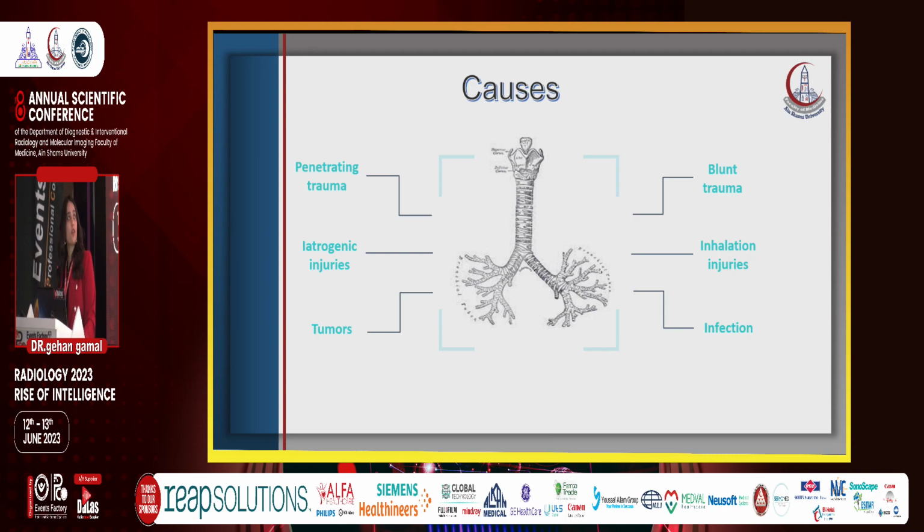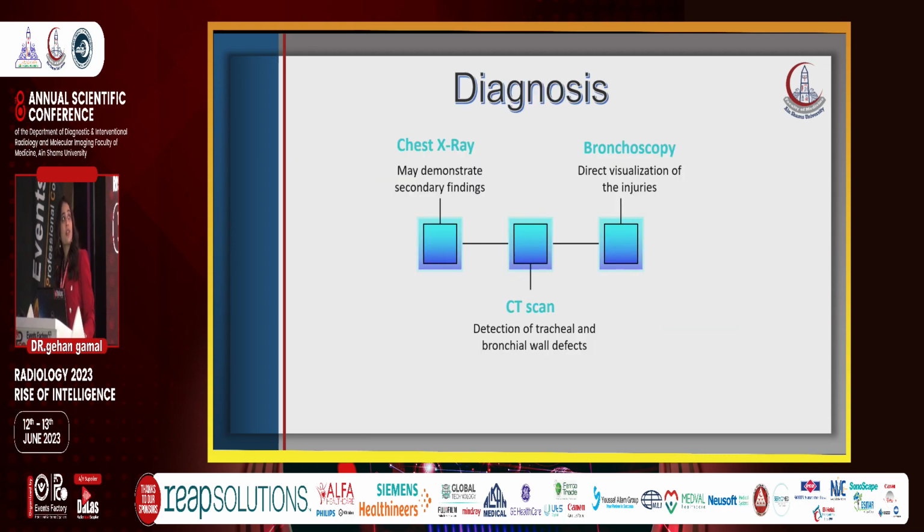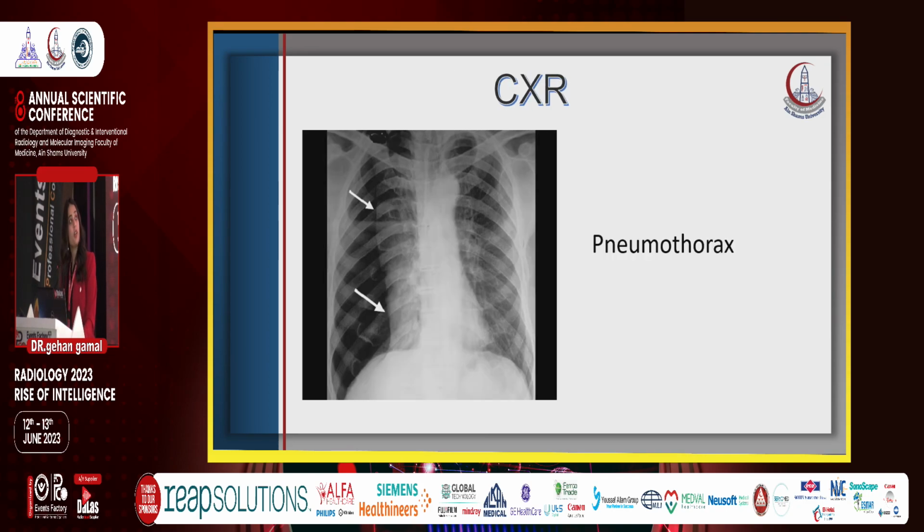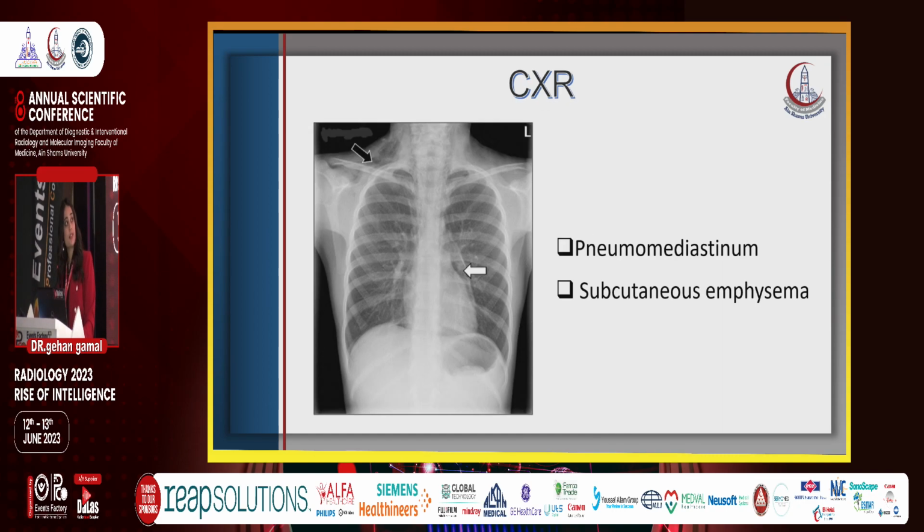Tracheobronchial injuries result from a variety of causes. We've already mentioned traumatic and iatrogenic injuries. Other causes include penetrating, inhalation, tumors, and aggressive infections like TB. The diagnosis is usually made with chest X-rays, CT scan, which is the main modality, and bronchoscopy. Chest X-ray may demonstrate secondary findings like pneumothorax, subcutaneous emphysema, and pneumomediastinum shown here as air surrounding the left cardiac border.